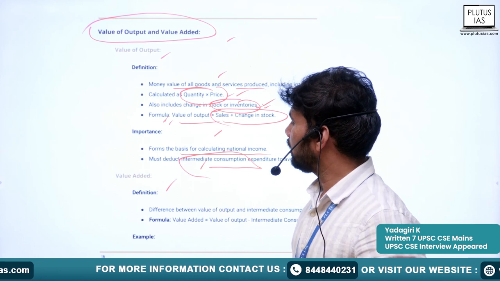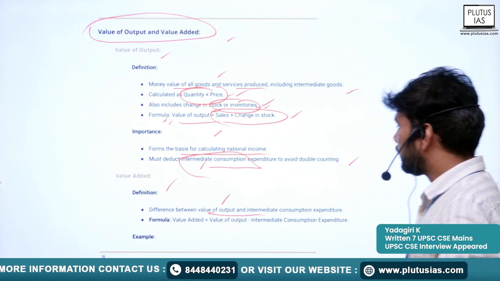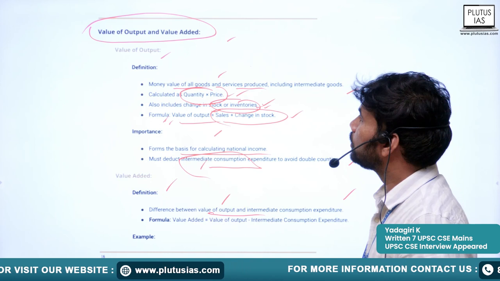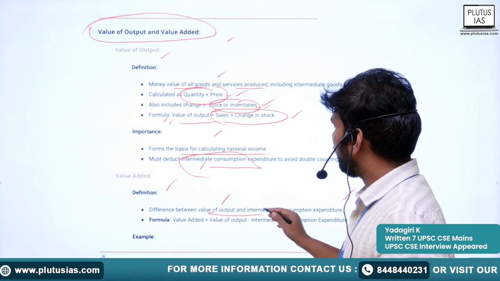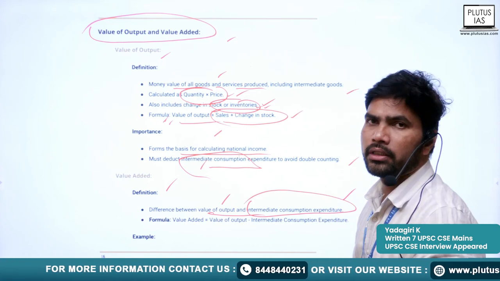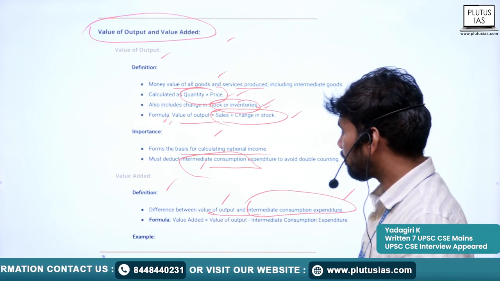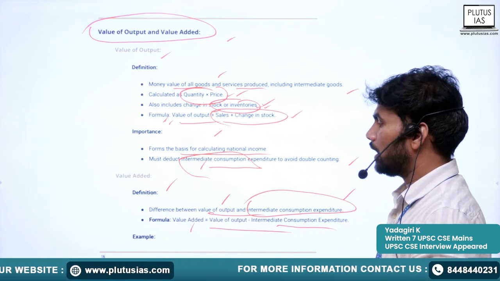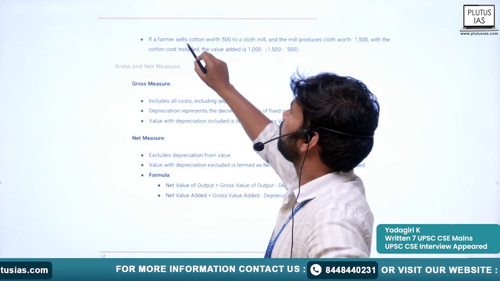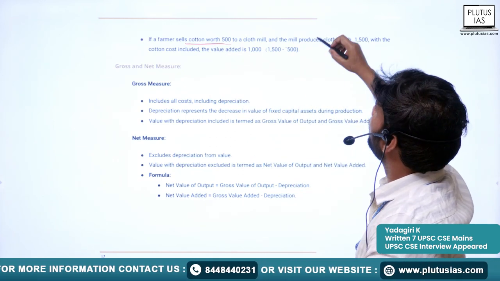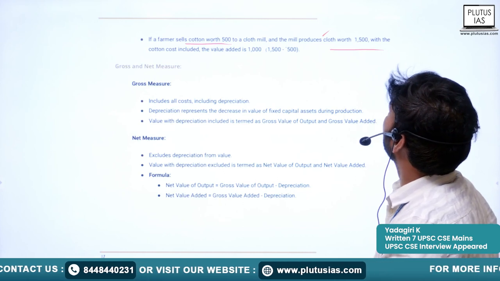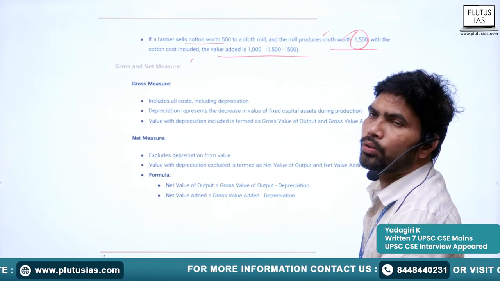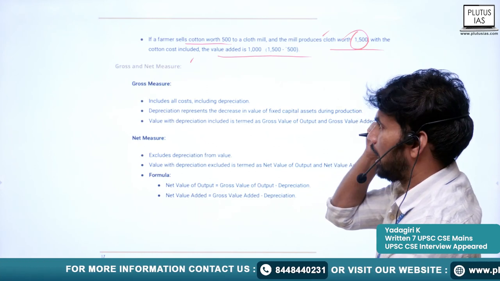Next, if we see value added, it is the difference between value of output and intermediate consumption expenditure. From the value of output, we subtract the intermediate consumption expenditure, then value added will come. Formula is value of output minus intermediate consumption expenditure. For example, if a farmer sells cotton worth 500 to a cloth mill, and the mill produces cloth worth 1500 with the cotton cost included, the value added is 1000 rupees. So this is known as the value added, right?